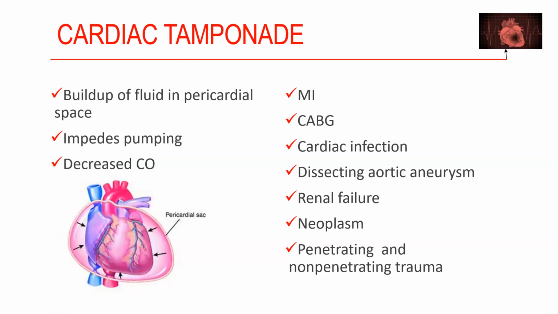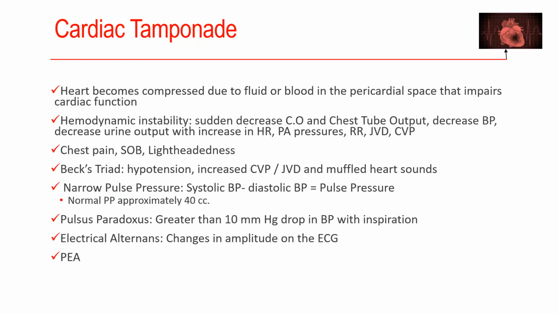space, compressing the heart. Most common cause is that I've had a free wall rupture after an anterior MI or post-CABG. You can see it with other things, particularly when we're talking about trauma, but really the big ones are MI, CABG, trauma. Okay. Have that again, just because I thought it was so important.